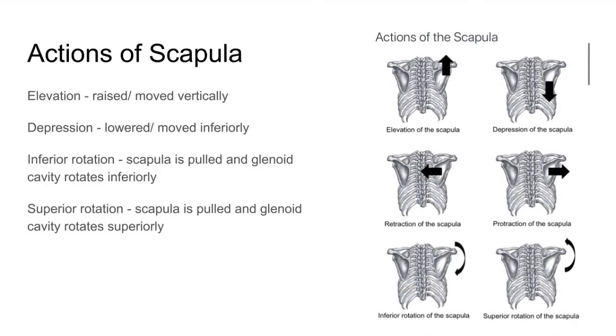Then there are different actions of the scapula. The first one is elevation, which is when you raise or move the scapula vertically. Then there's depression, which is when you lower or move it inferiorly. Then there's inferior rotation, where the scapula is pulled and the glenoid cavity rotates inferiorly. And then there's superior rotation, where the scapula is pulled and the glenoid cavity rotates superiorly.